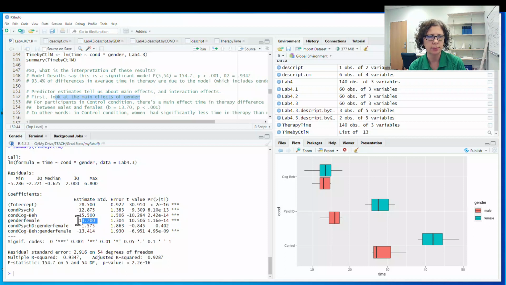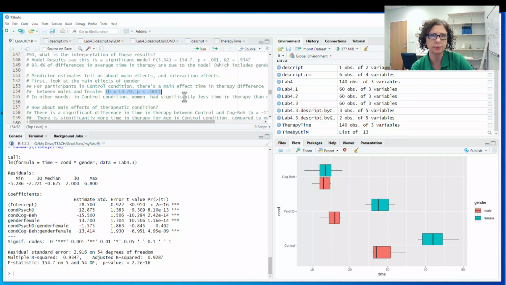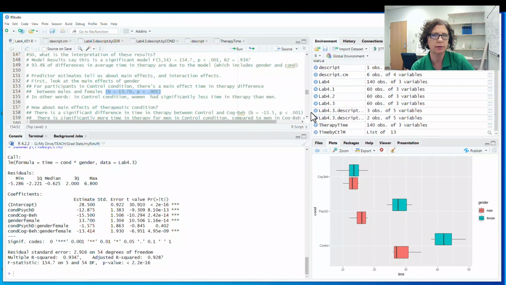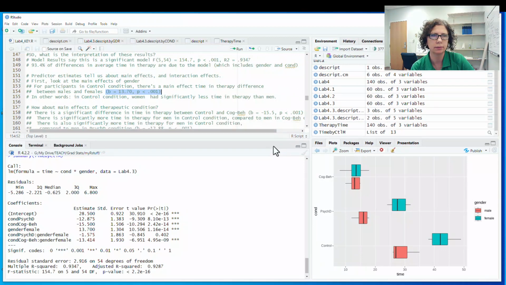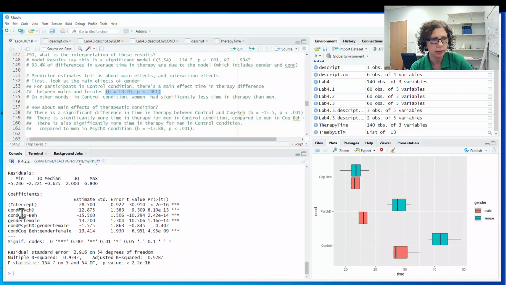So that's your B value, there you go, like that. There is a main effect of difference in time in therapy between males and females. Then let's look at the main effect for therapeutic condition. And that's going to be these two lines right here.